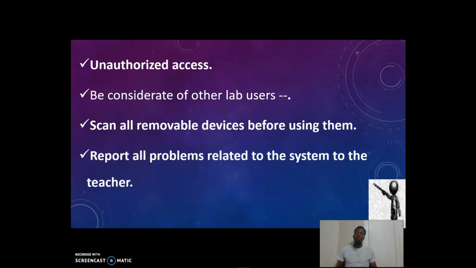Alright? Report all problems related to the system to the teacher. If you are using a computer and you see something that is not the norm, you have never seen this before, or you have seen it, you have had an encounter with it, please don't use your expertise. Report it to the teacher. Have the teacher take care of it. Alright? Don't try to fix it yourself.